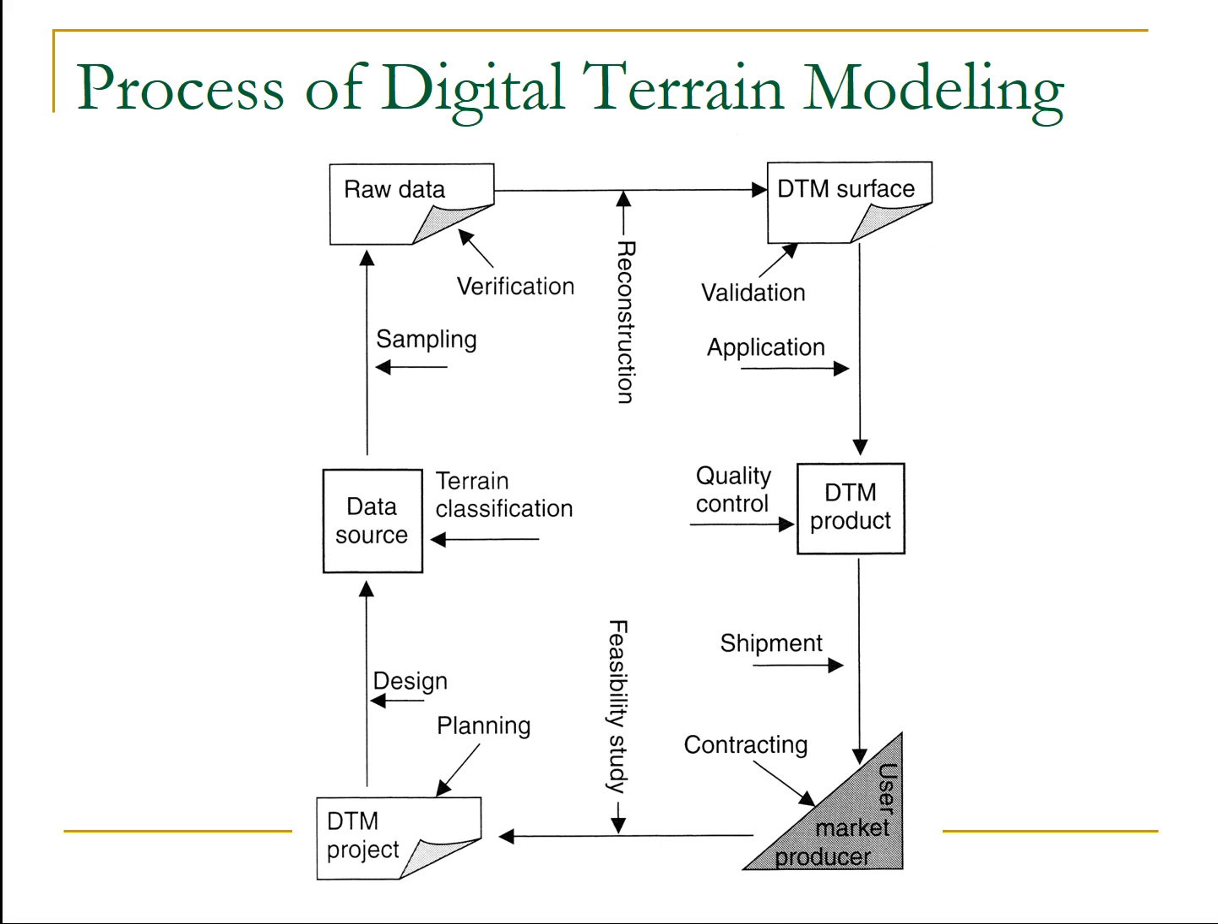Then we go out and collect our raw data. We do some quality assurance with it, and then we reconstruct that raw data into a DTM surface. We need to validate that, make sure that it looks correct. Then we put it into the application. So this is my presentation mode, and we create a product. Then we go back and we again check the quality of it because everything needs to have quality checked all the way through. Then you send it out to our user, and hopefully they say, hey, you know what, we want to use you again. So this is our next project. So that is the cycle in digital terrain modeling.